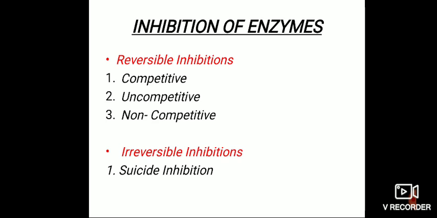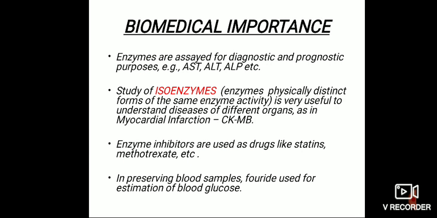The irreversible inhibition, suicide inhibition, is an example of irreversible inhibition, in which there is no reversal, like in the competitive inhibition. When the inhibitor is removed or the concentration of the substrate is increased, the reaction could be reversed. But in irreversible inhibition, there is no reversal. Once there is attachment of an inhibitor to the enzyme, either the inhibitor will not leave the enzyme, or it would make it non-functional for the rest of the life of the enzyme.